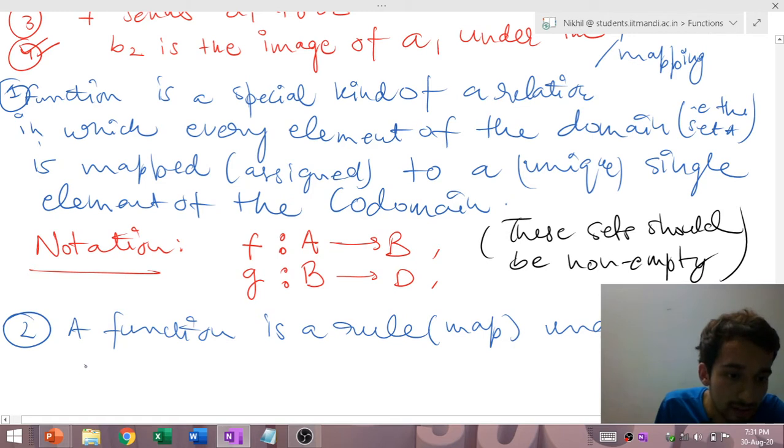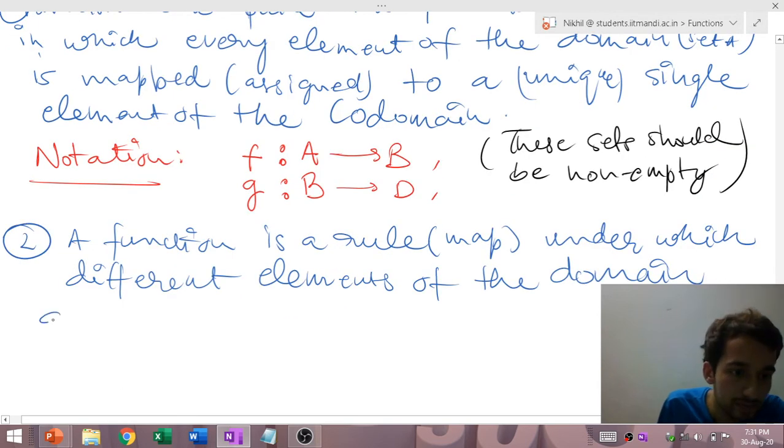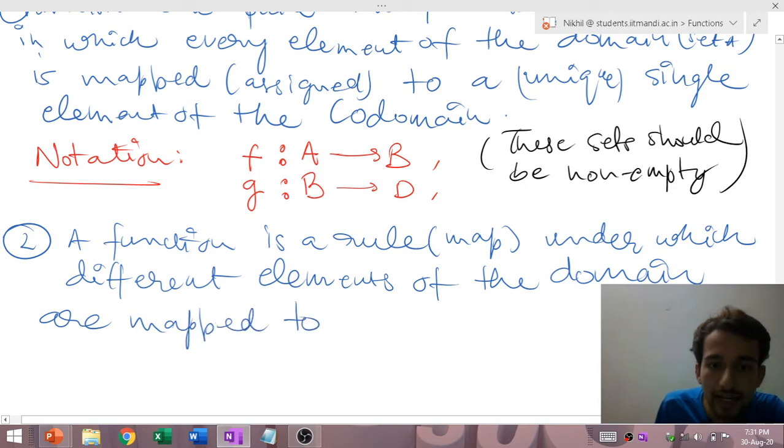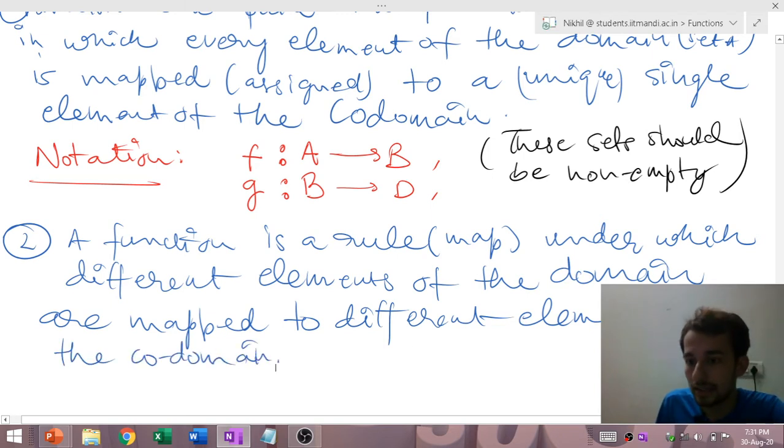different elements of the domain are mapped to different elements of the codomain. Fine. What I am trying to say here, let's try to understand it.